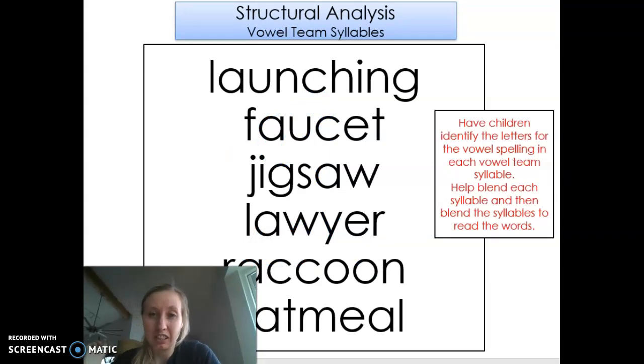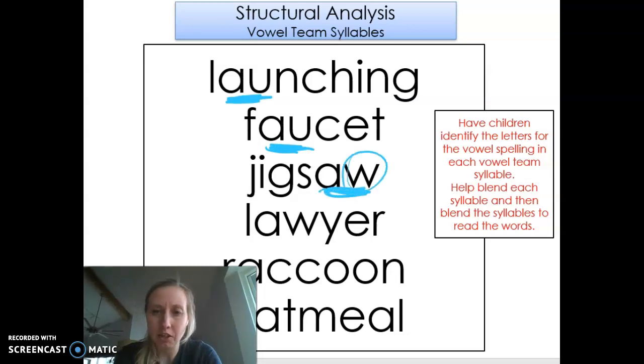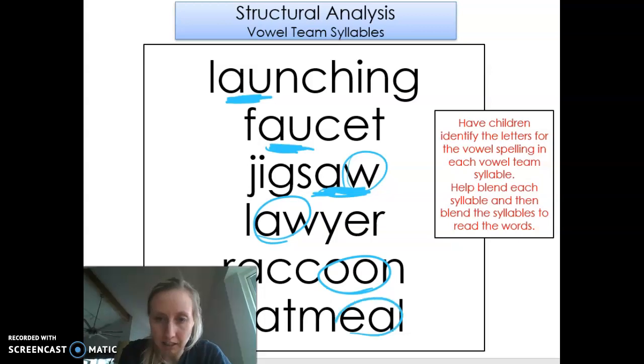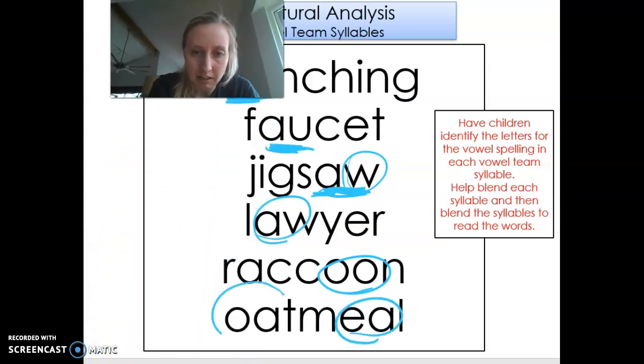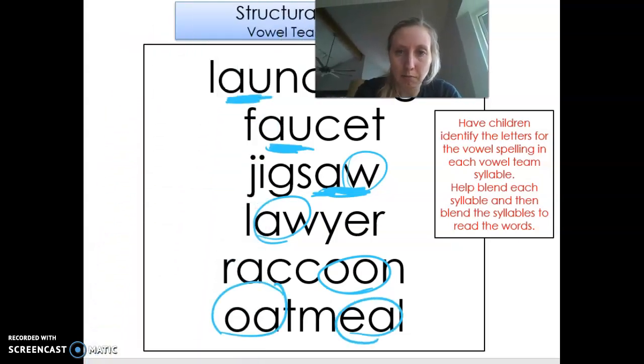I want you to see if you can find the vowel teams. So let's look together. This is AU, that's a vowel team. And that's it. Here's another vowel team because it's two vowels. Here's another vowel team. I'm not sure why W is part of a vowel team. Maybe it's because of the A. Here's another vowel team, and another, and another, and another. Okay, so we've marked our vowel teams.